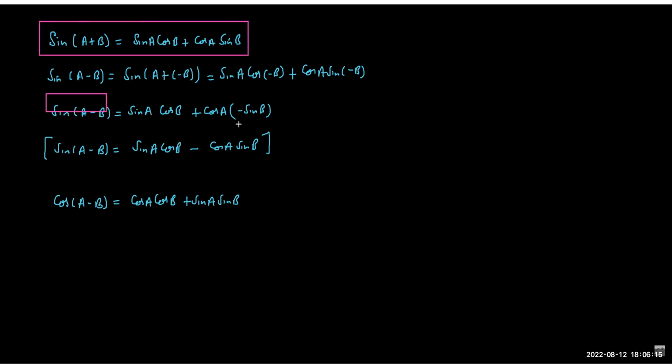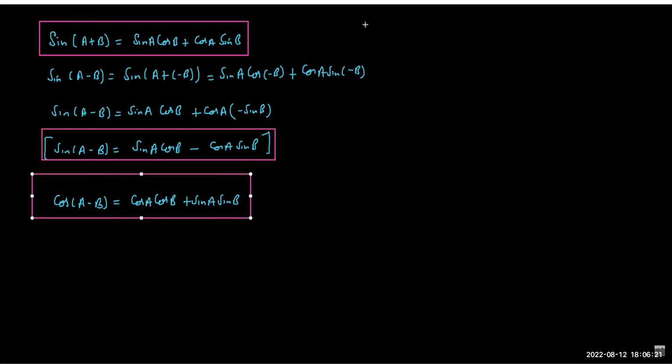A plus B, A minus B. And the last, what about the tan of A minus B? So tan of A minus B is tan A minus tan B upon 1 plus tan A tan B. Very good.